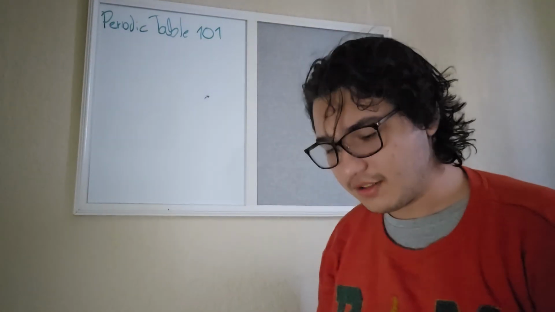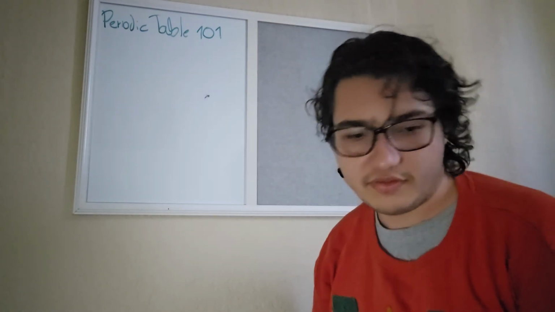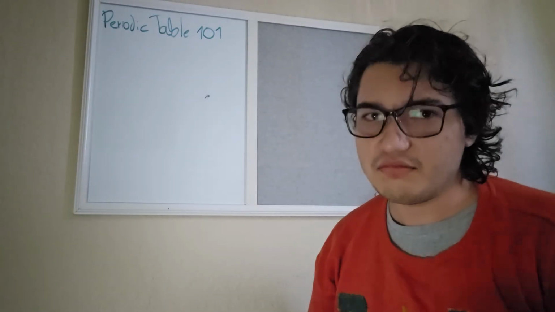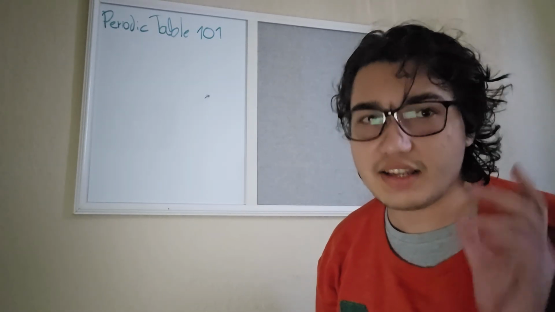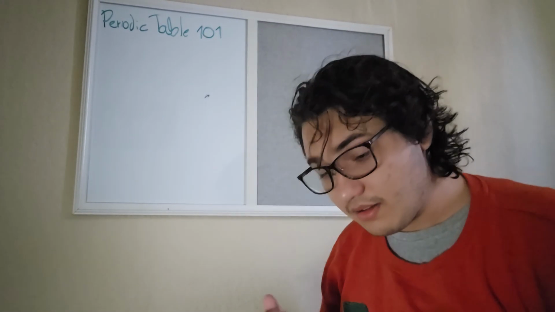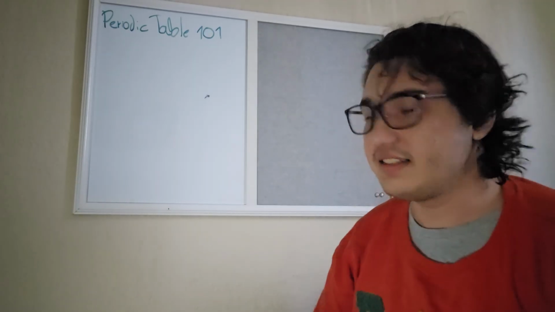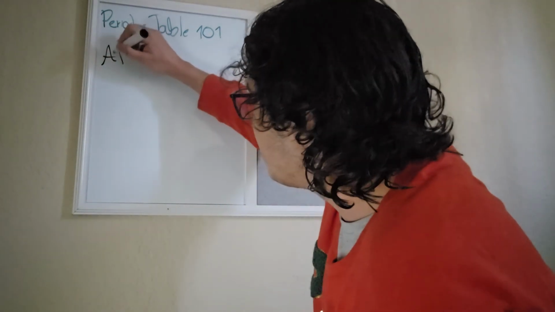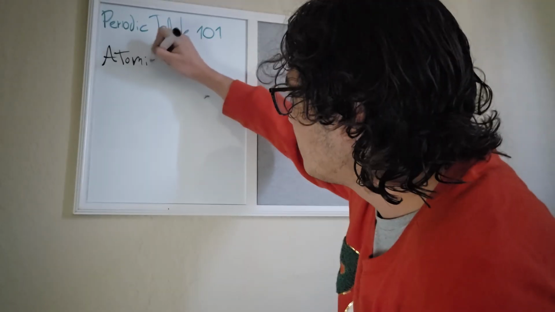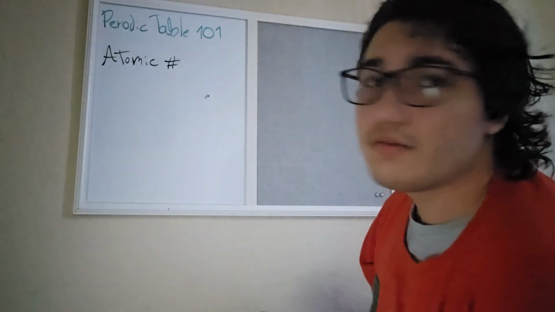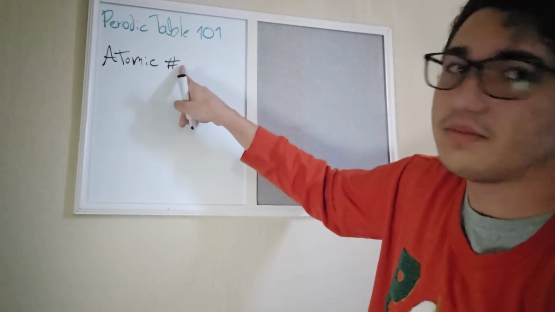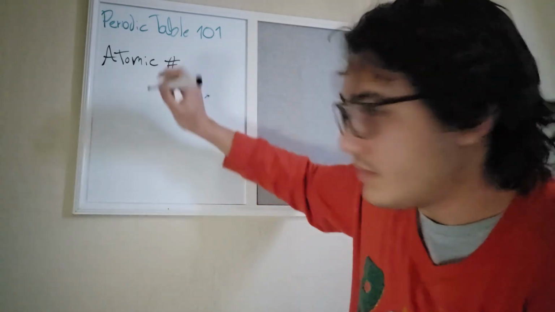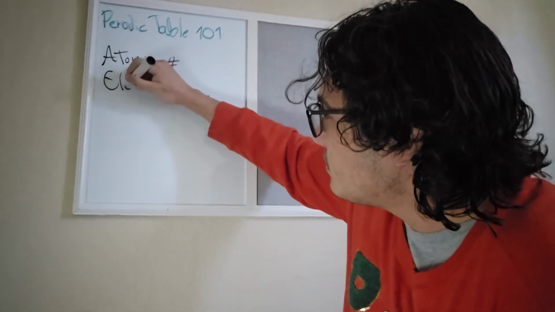So let's go on to the basic parts of the periodic table. Now, there's a chance the one that you have is a little different, but every one I've seen has at least this: the atomic number. For those who don't know, this can be used to represent number. The element symbol.